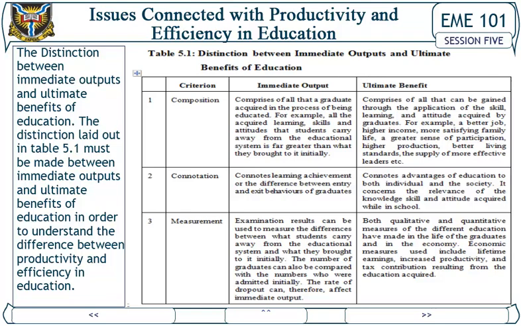Ultimate benefits. Both qualitative and quantitative measures of the difference education has made in the life of the graduate and in the economy. Economic measures used include lifetime earnings, increased productivity, and tax contribution resulting from the education acquired.